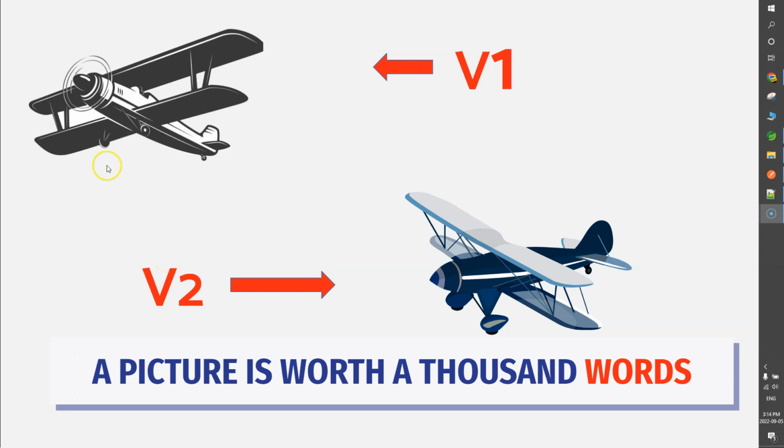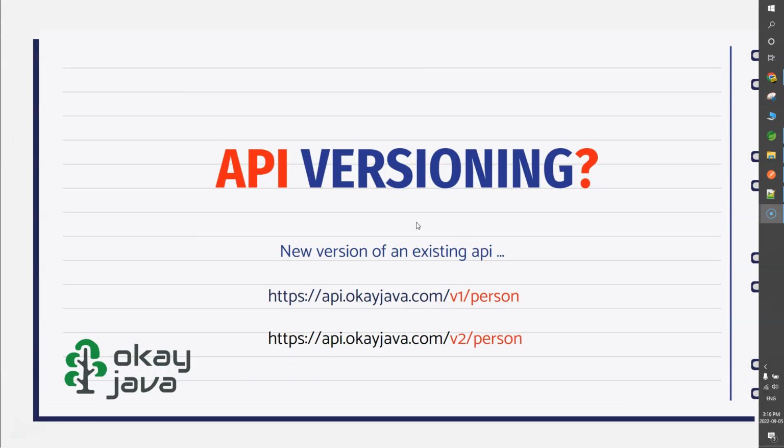Alright guys, now if you look at these two pictures, you will come to know what exactly versioning means. So if you see this picture, V1 is the basic model of this aircraft and V2 is more advanced, right? So this is the very basic sense of versioning. When there is a major change, we have to come up with a new version. Similarly, if we are coming up with a new version of an existing API, it's called API versioning.